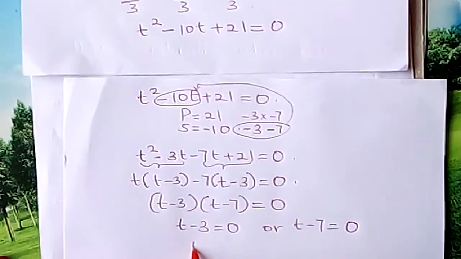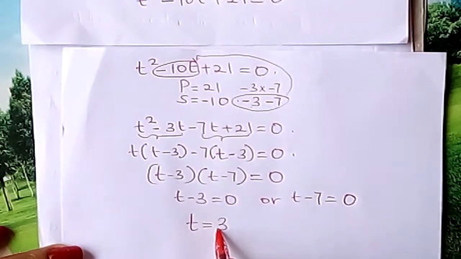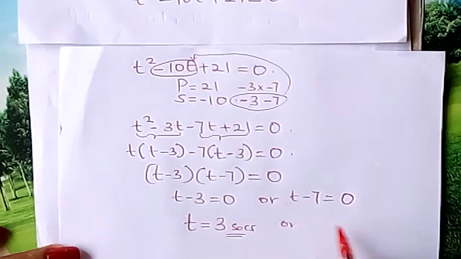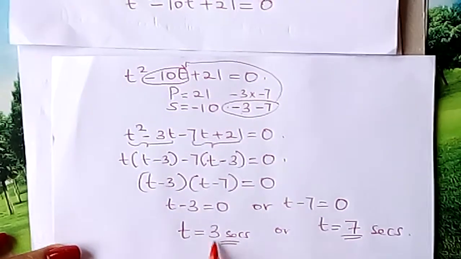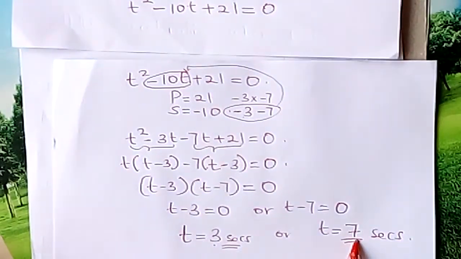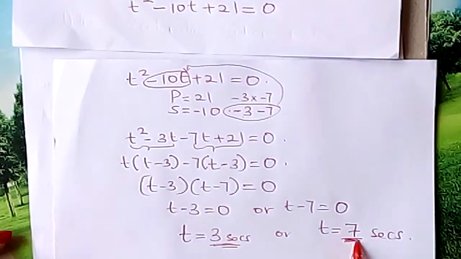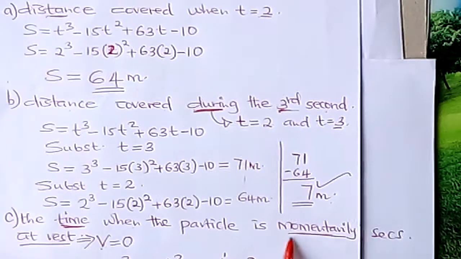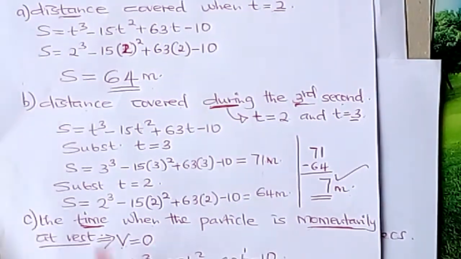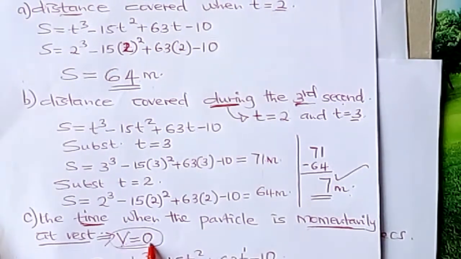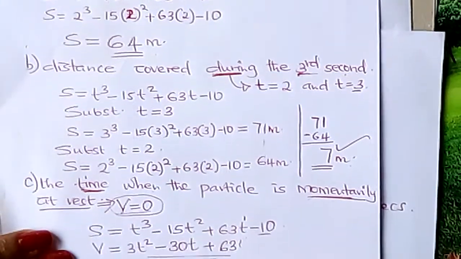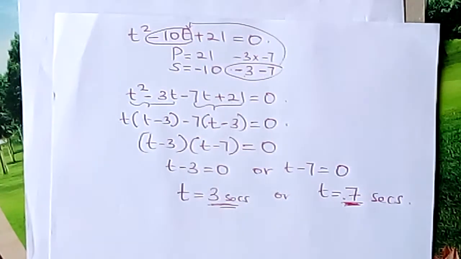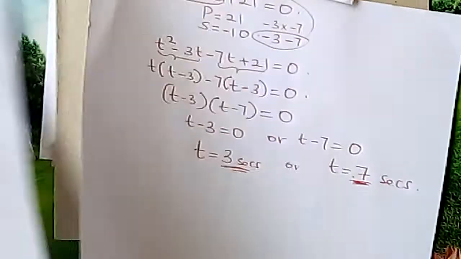And therefore t here is equal to what? Take this on this side: 3 seconds, or t is equal to, take this on this side, 7 seconds. So at these times, learner, our particle will be momentarily at rest. Remember that point, learner. When a particle is momentarily at rest, it is not moving, its velocity is 0. So you get the expression for velocity from the expression of s, that is distance, you equate to 0 and you get the time.